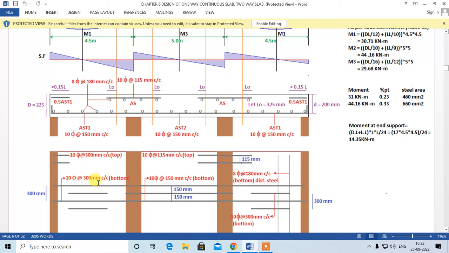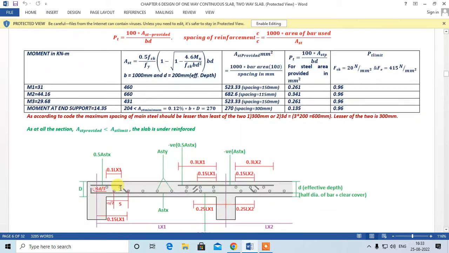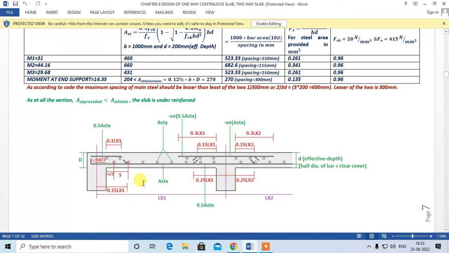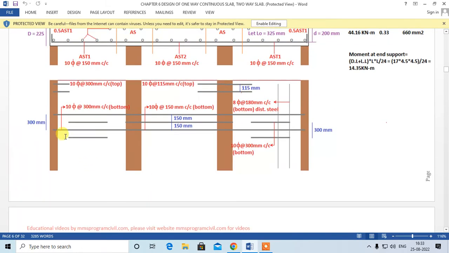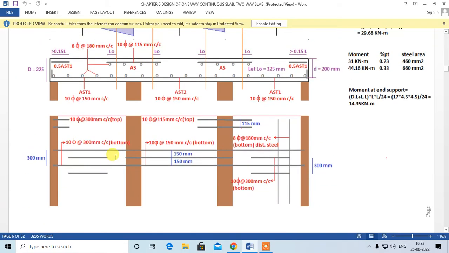Over here, this steel is this steel, and the distance of this curtailment can be taken from the figure which is given in SP 34. So this bar can be curtailed at a distance 0.15 L, and this bar can be curtailed at a distance 0.25 L. So that is how we place this positive steel over here.